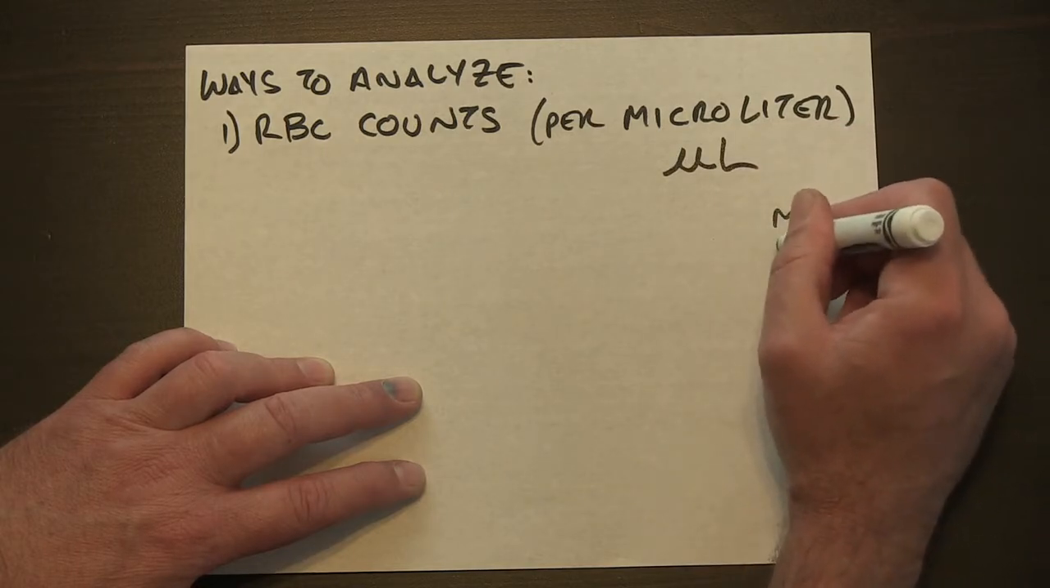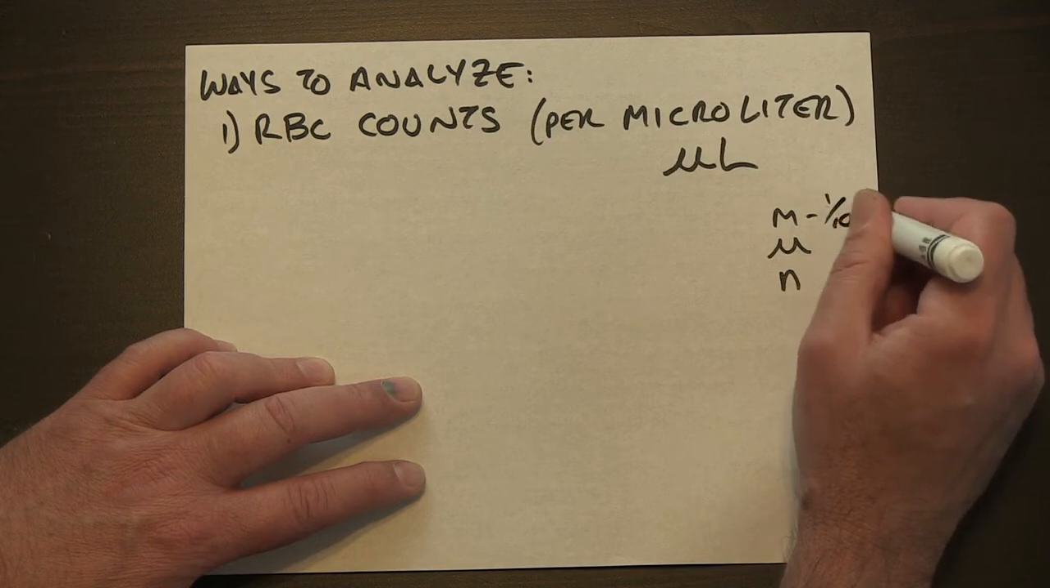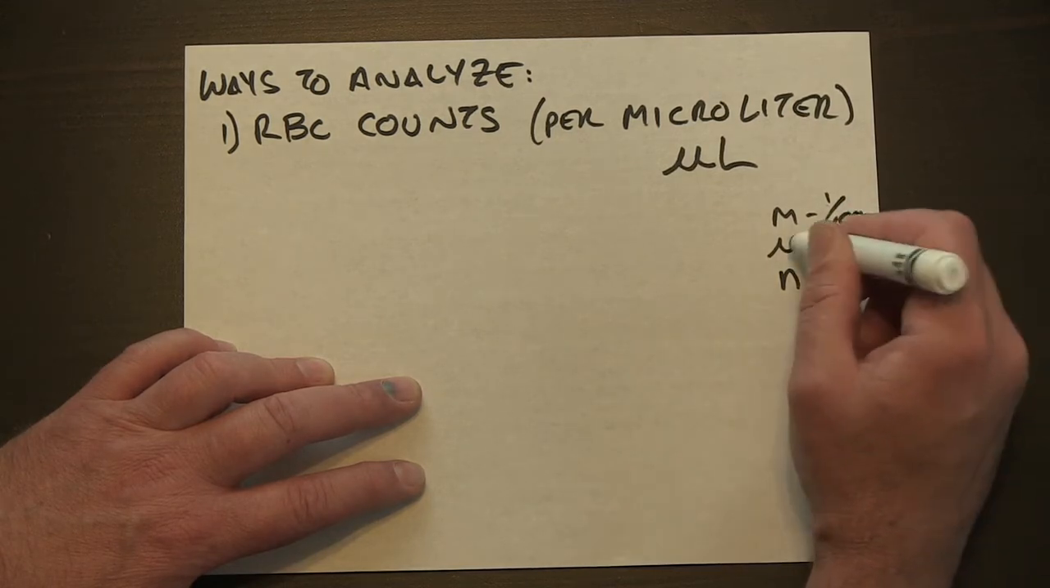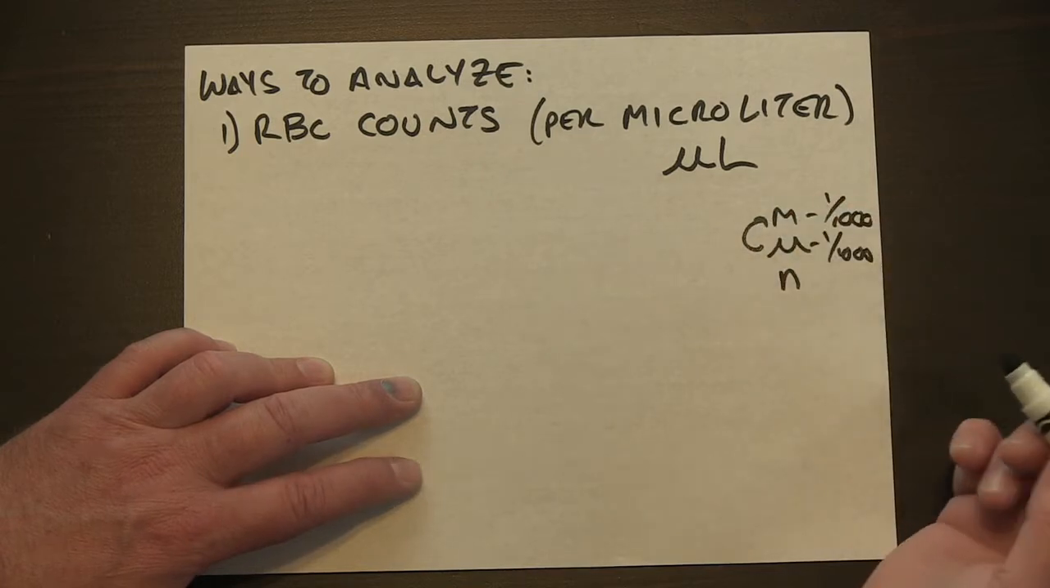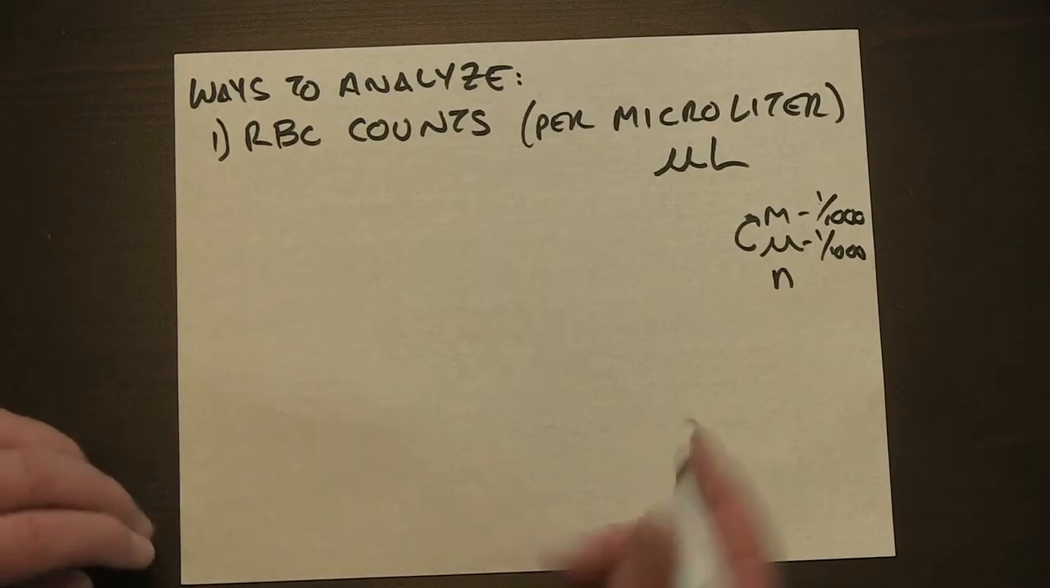So it goes milli, micro, nano. So this is 1/1000th of a meter. This is 1/1000th of a milliliter. So it's a very, very, very small amount, like probably less than a drop.